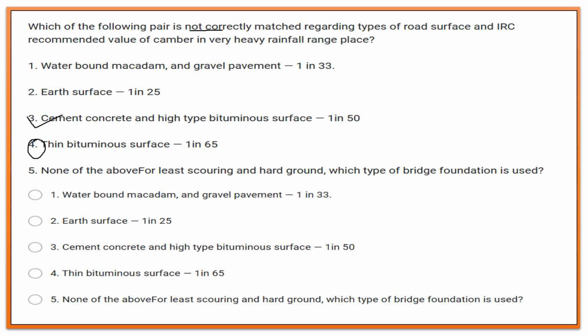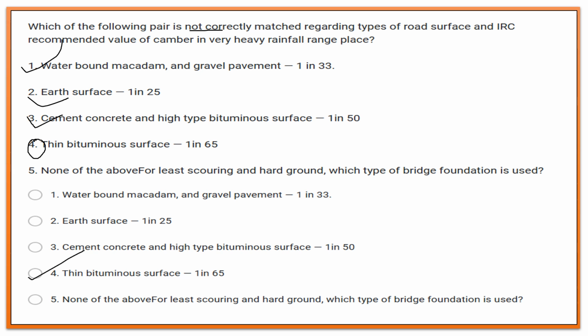Next option is waterbound macadam and gravel pavement. For waterbound macadam and gravel pavement, the range for heavy is 1 in 33 and for the low 1 in 40. So this is also correct. Then last is earth surface, which is 1 in 25 for heavy rainfall and 1 in 33 for light rainfall. This is also correct. So here option number four is the answer, which is thin bituminous surface.